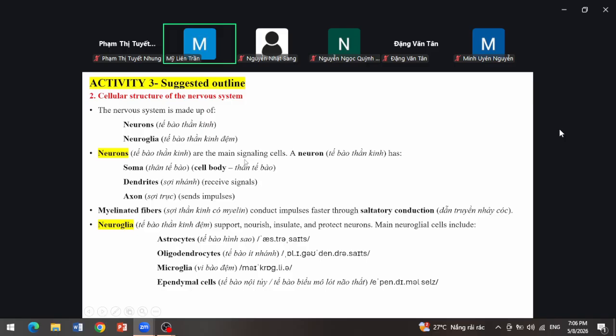Neurons are the main signaling cells. A neuron has the soma or cell body, dendrites, and axon.